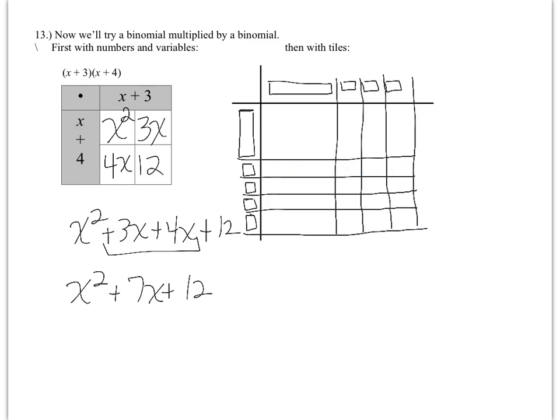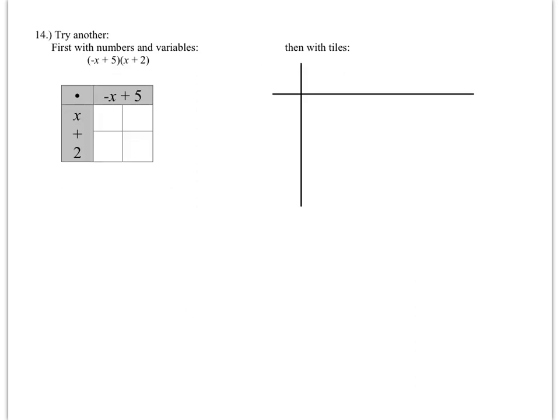So if you count this up, you end up getting an x squared, which is what I have here. You have 1, 2, 3, 4, 5, 6, 7 x's, which is what I have here. And 1, 2, 3, 4 by 3, this all right here, is going to be 12 ones. So let's go ahead and try another one.